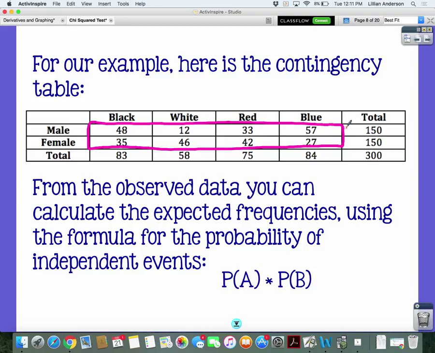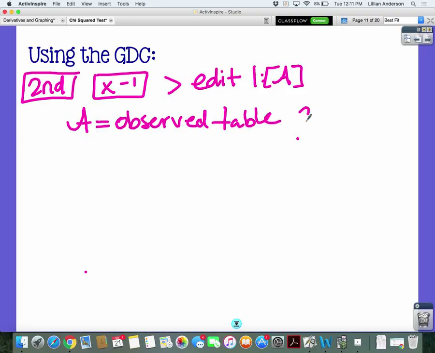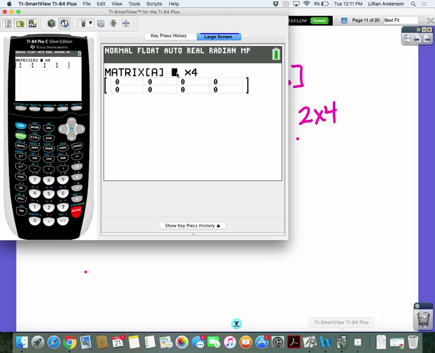This is a what by what table? Just that part. 2x4. It always is rows first, then columns. Rows go across, columns go up and down. So it's a 2x4 table. So what you need to do is let the calculator know, hey, I need a 2x4 table. So all you do is you change this to a 2, change that to a 4. You can press clear and it gets rid of it.